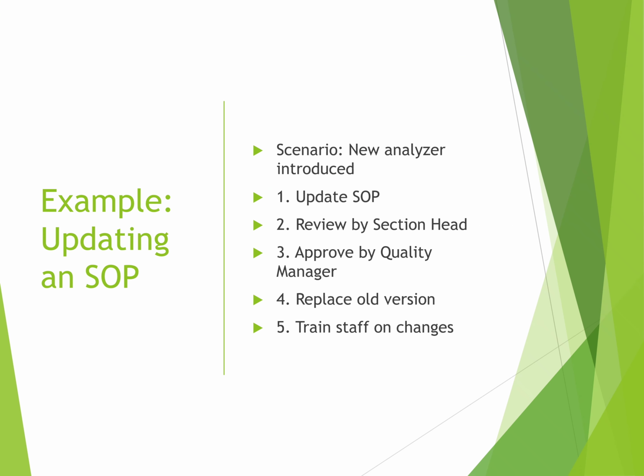Example, updating an SOP. Here's an example. When a new analyzer is added, the SOP must be updated to include it. The section head reviews the changes, the quality manager approves them, and the old version is withdrawn. Staff are then trained on the new version.